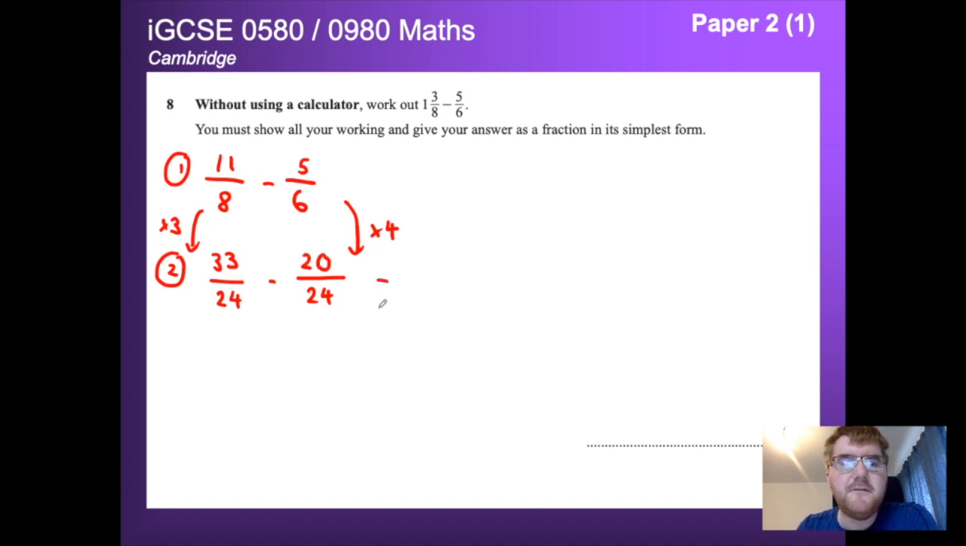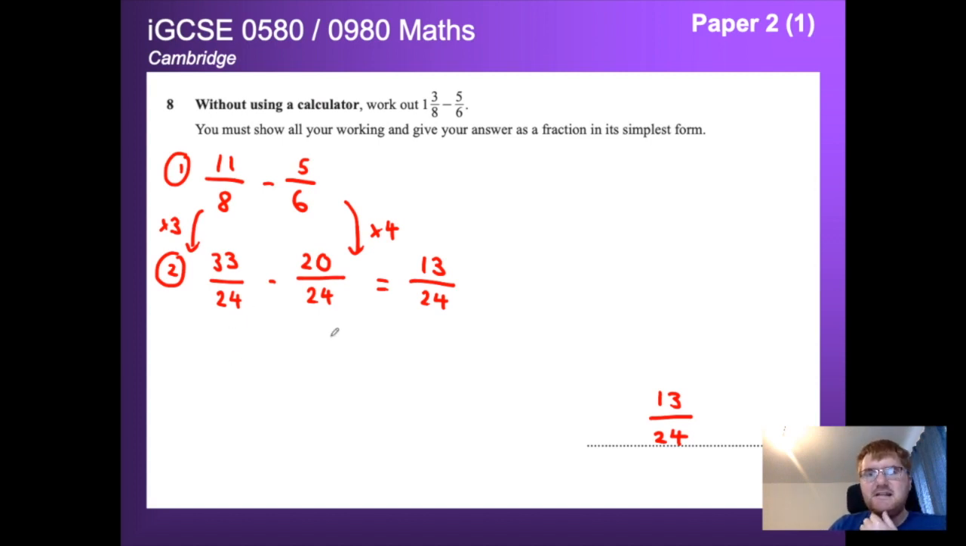And once we have the fractions the same, so both out of 24, we can simply just minus the numerators and leave the denominator alone. So if we minus these fractions, 33 minus 20 is equal to 13. And that's our answer, 13 over 24. By taking 24 as our denominator and not 48, we avoid having to do some simplification at the end. So it makes our life a little bit easier.